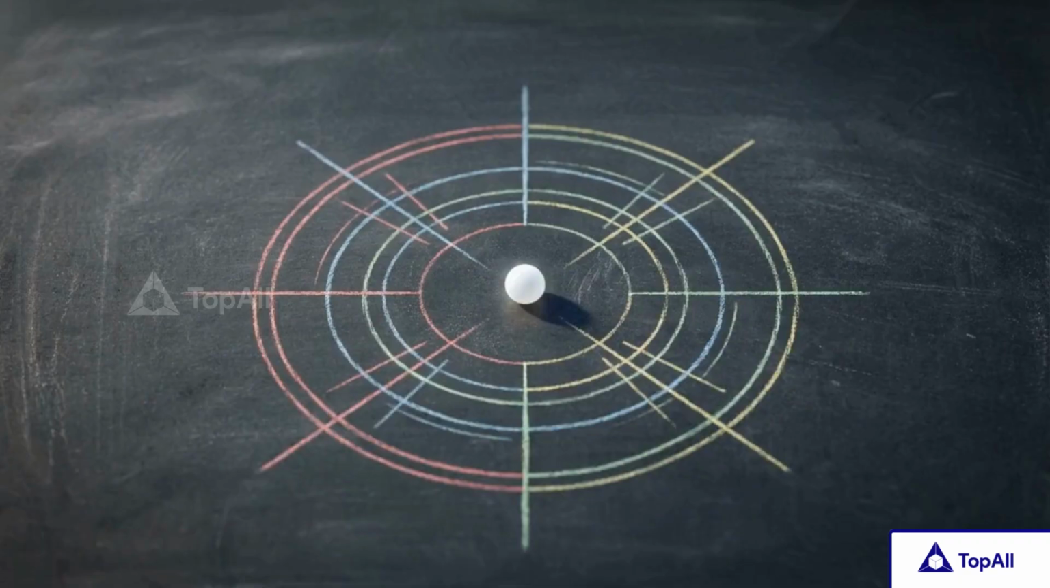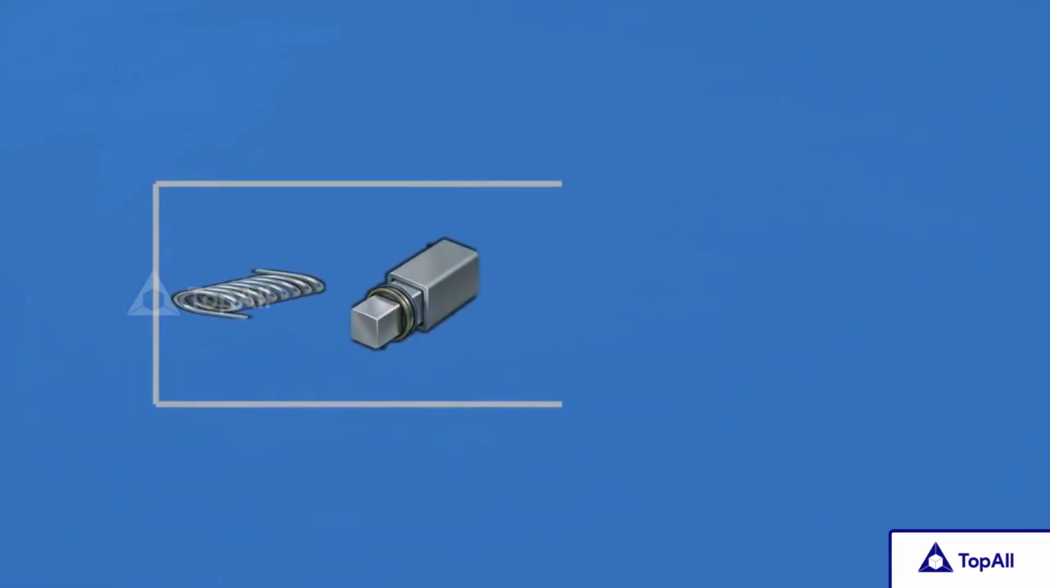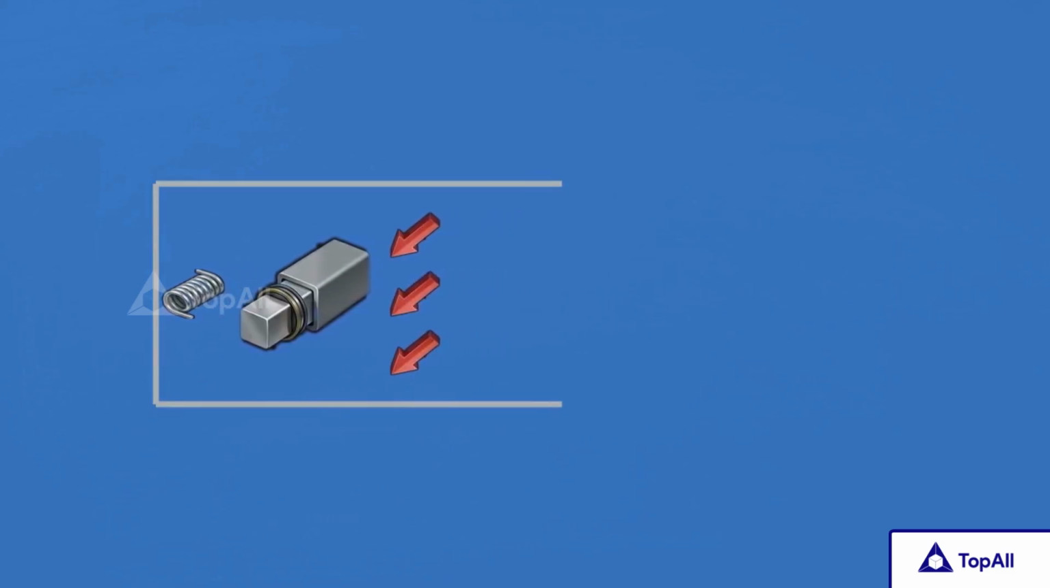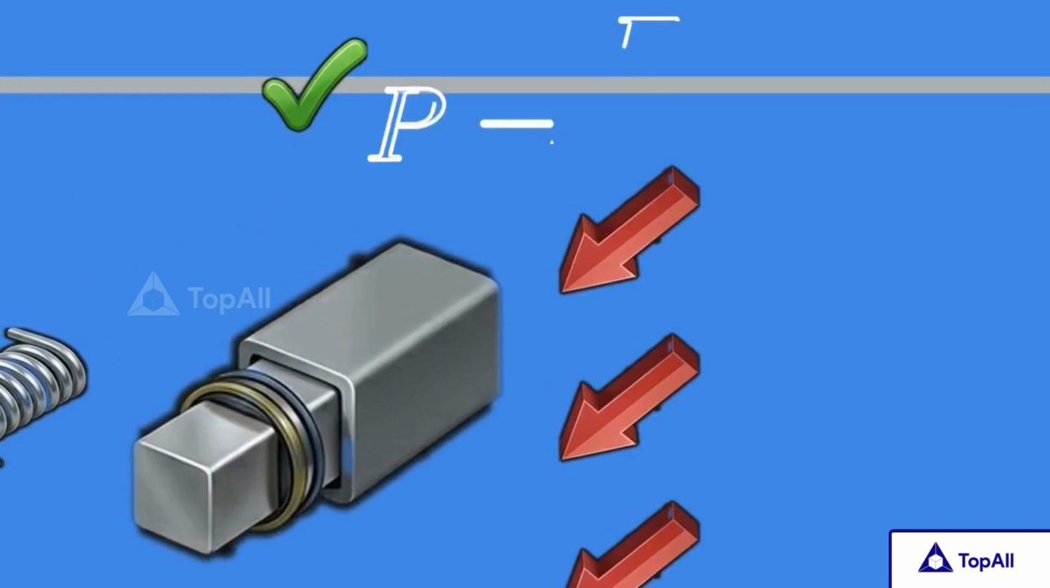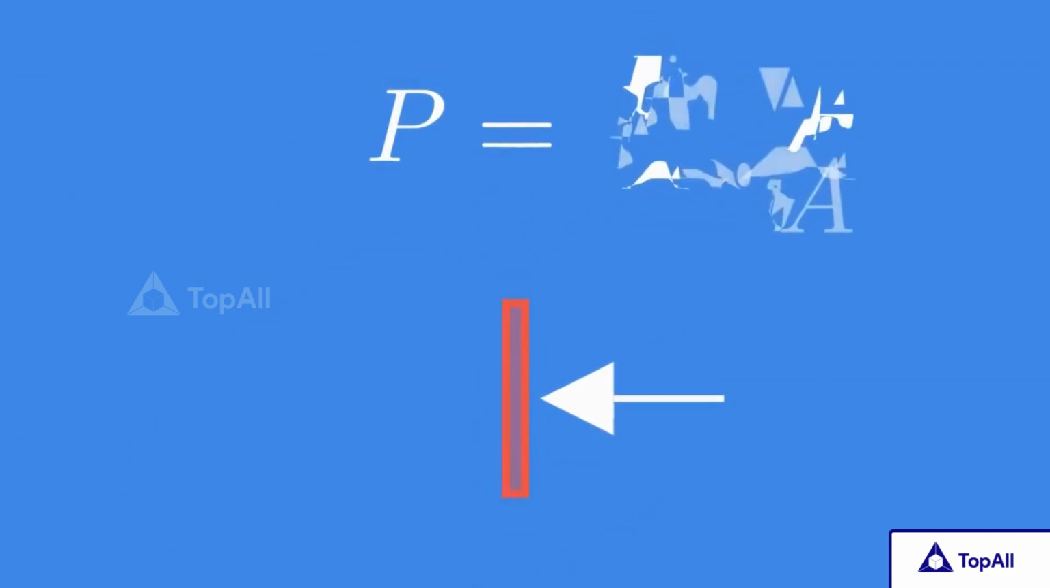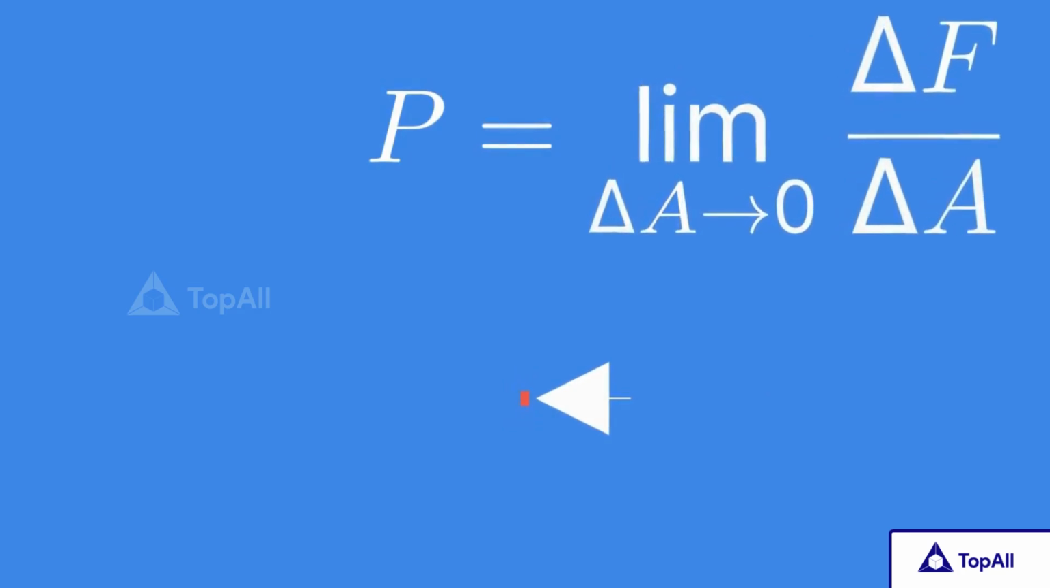How do we measure this perpendicular pressure at a single microscopic point deep inside the fluid? We can use an idealized measuring device, an evacuated chamber with a piston held in place by a calibrated spring. The fluid's perpendicular force pushes the piston inward, compressing the spring until the outward spring force perfectly balances the pressure. Now, imagine shrinking that piston's area until it reaches a single infinitesimal point. Mathematically, the pressure is the limit of the force divided by the area as that area approaches zero.